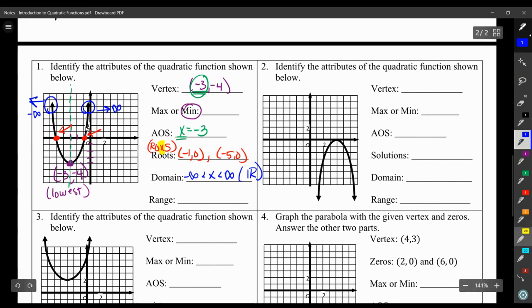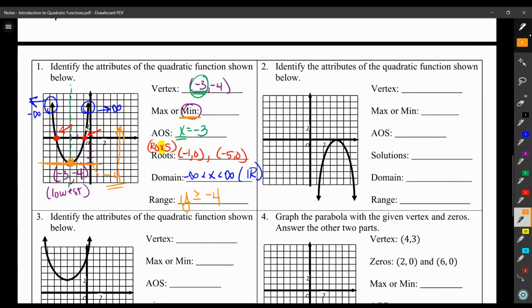Okay. Finally, it asks us for range. So what is the range of this graph? Well, let's think. We already said we had a minimum point. So the lowest y value possible is here at this orange line. That's my lowest y value. All of the other y values are above that coordinate point here at -4. So since my function, that parabola, that U shape, is above the y value of -4, that means my range has to be y greater than or equal to -4.